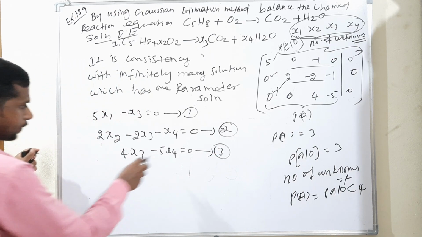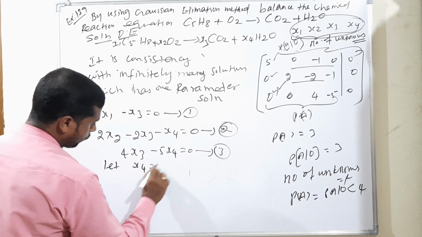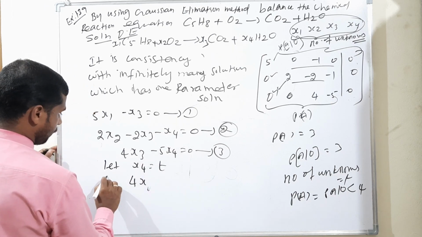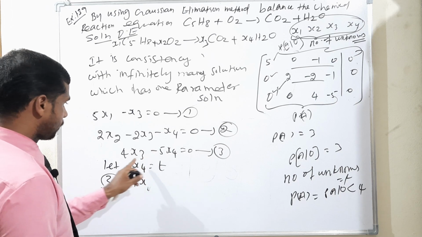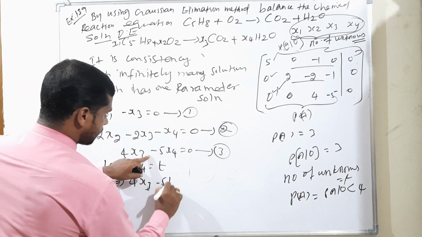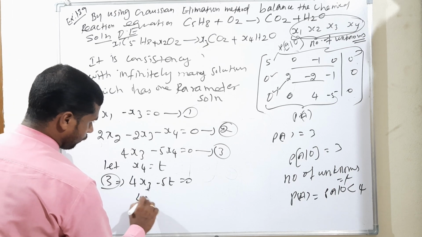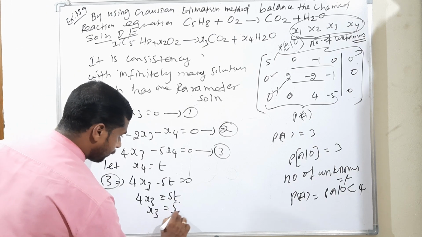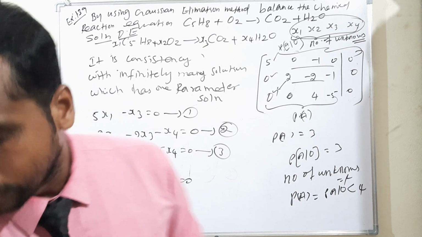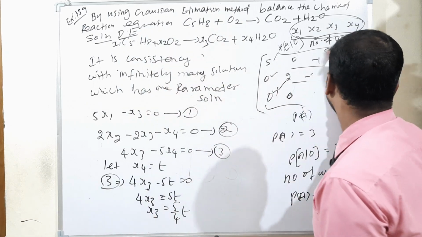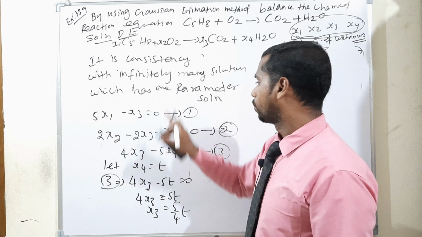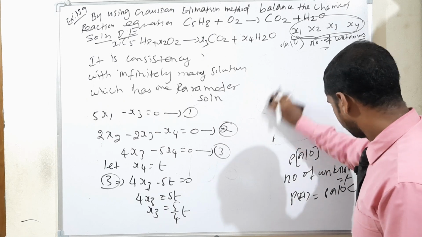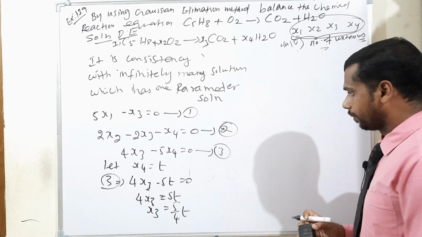So let x4 be t. From equation 3, what will happen? 4x3 minus 5t is equal to 0. Therefore, 4x3 is equal to 5t, so the value of x3 is 5 by 4 into t. x4 we consider as t, because we have taken one parameter, a one parameter family of solutions, so only one constant. x4 is equal to t.